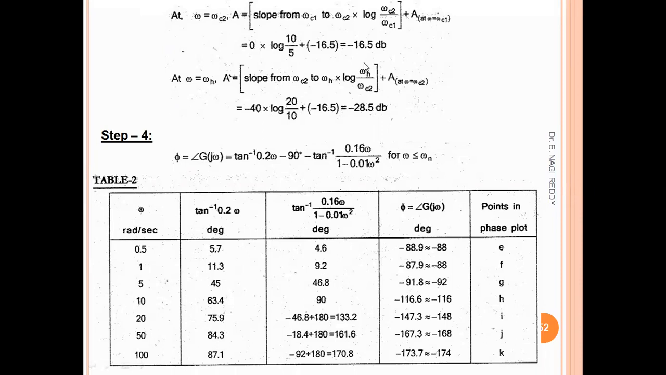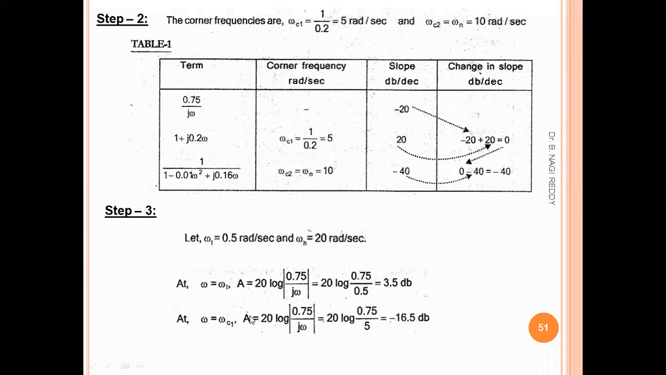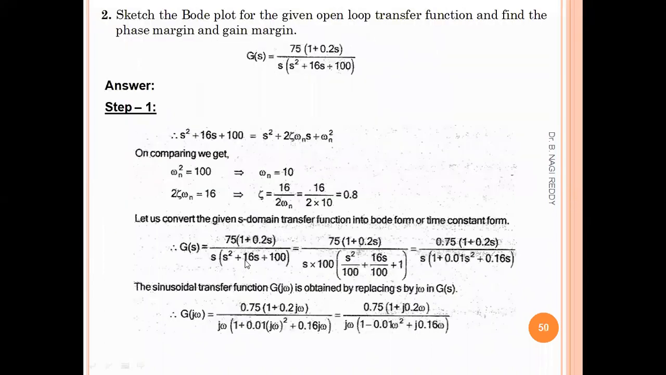In the Bode plot, 2 graphs will be there, magnitude plot and phase plot. So step 2 and step 3 will be useful to draw the magnitude plot. Now step 4 will be used to draw the phase plot. And here in step 4, the phase can be calculated with this formula. You can see here. The formula is based on the given open loop transfer function.